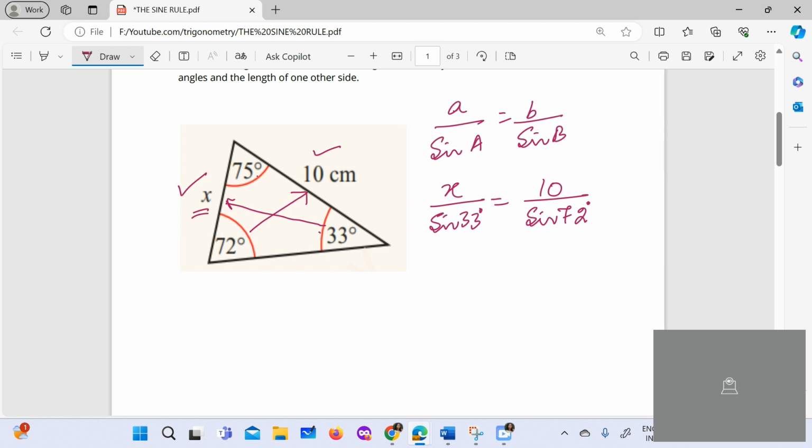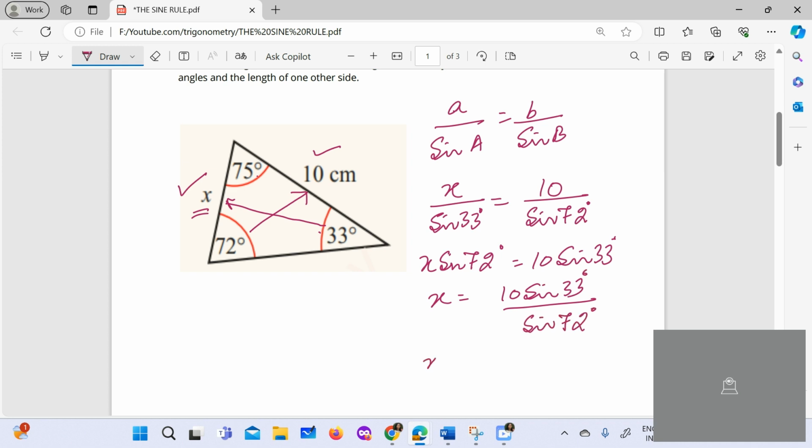And then we just cross multiply. x times sine 72 is equal to 10 times sine 33. Then x is equal to 10 times sine 33 over sine 72, which will be... you can directly just input all these in the calculator and you will get the value as 5.7266, which can be written as 5.73 to three significant figures. I hope this is clear to everyone.